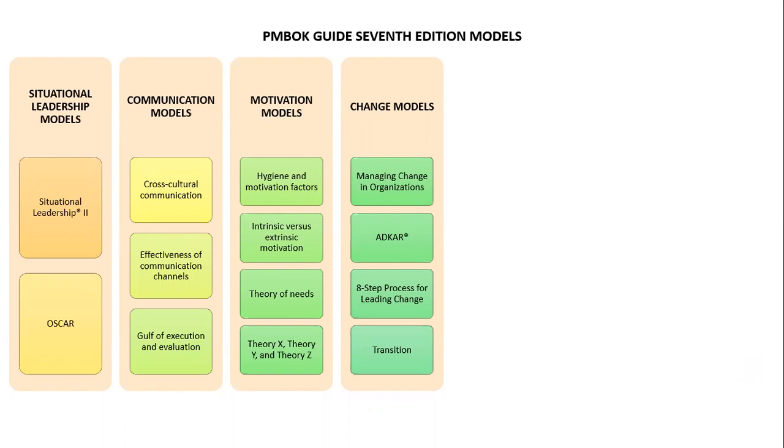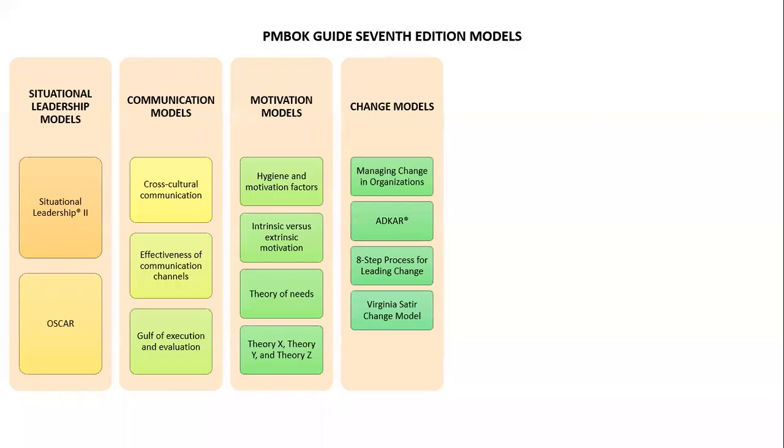All right, let's move on to talk about the transition model, which is actually our final one. It seems as though the Virginia Satir change model didn't make its way in here. So I'm going to squeeze it in here real quick. And there we have it now included. If you take a look at the table in the PMBOK Guide 7th, you'll see that the Virginia Satir model is missing. So it's in there now.